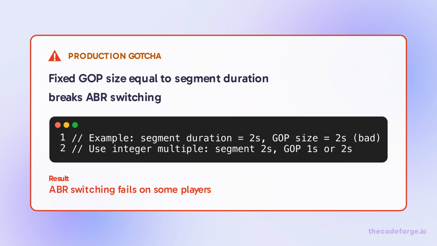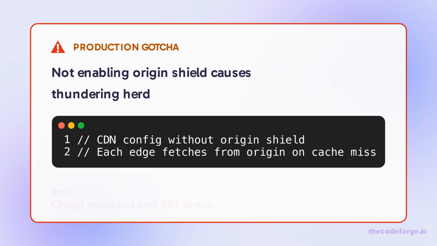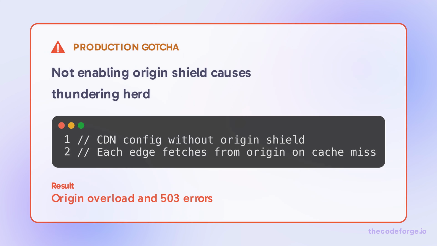Using a fixed GOP size equal to segment duration can break ABR switching on some players. Always use an integer multiple, like 1 second GOP with 2 second segments. Without origin shield, when a segment expires, thousands of edges fetch from origin simultaneously, causing overload. Enable origin shield to absorb the thundering herd.